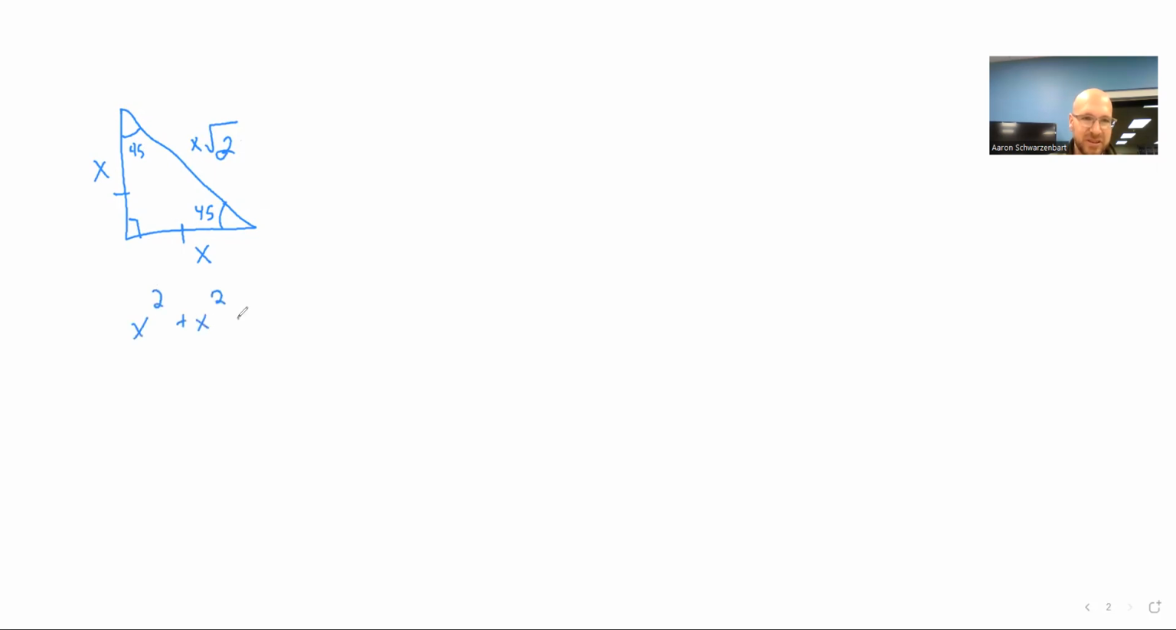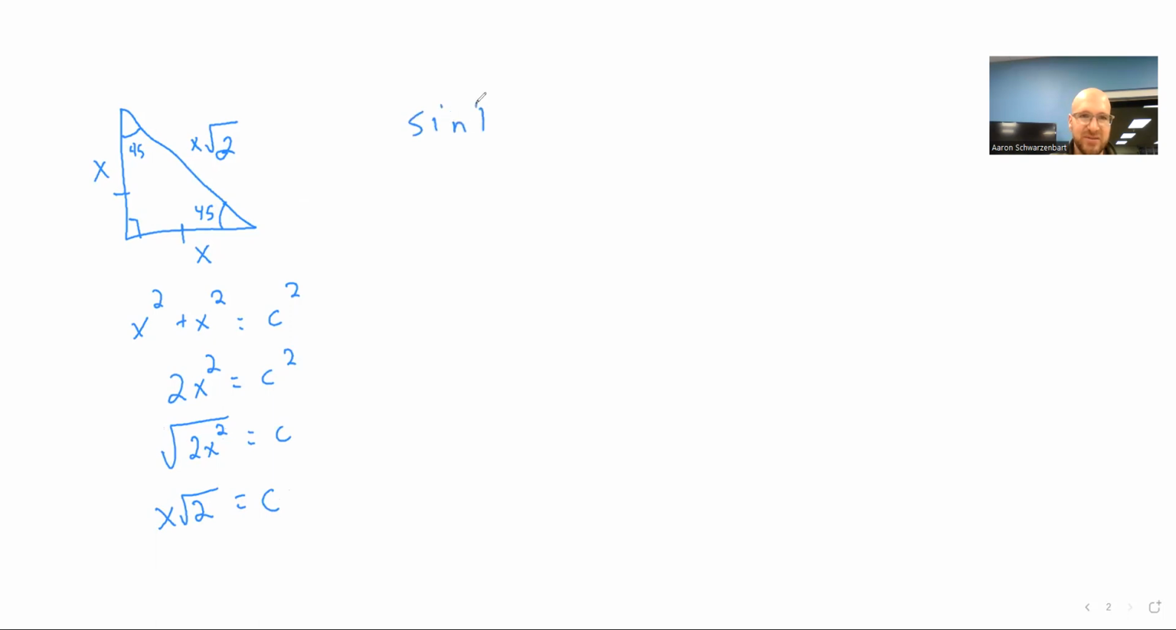So using the Pythagorean theorem, x squared plus x squared equals c squared. 2x squared equals c squared. I square root both sides. I don't need the plus or minus here because I can't have a negative length. Then I can square root the x squared and have x, but I cannot square root the square root of 2, so it's simply x square root of 2.